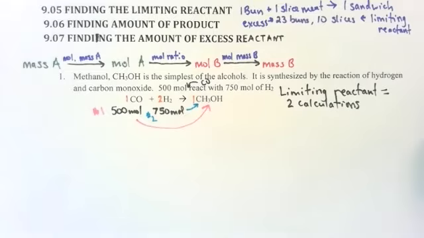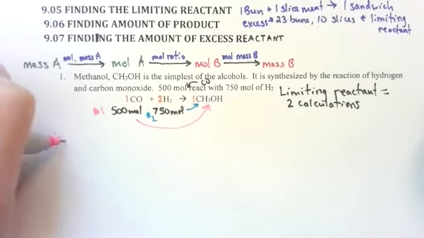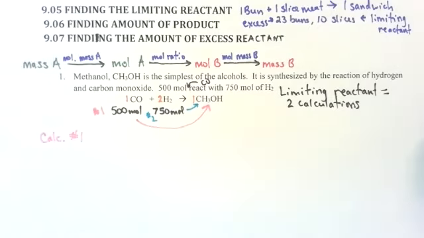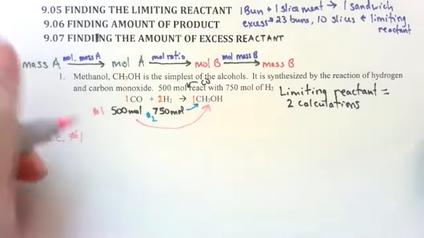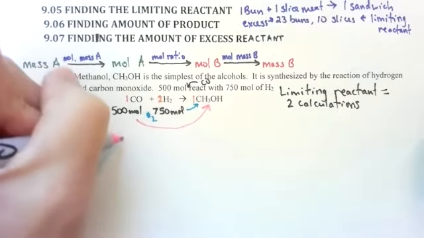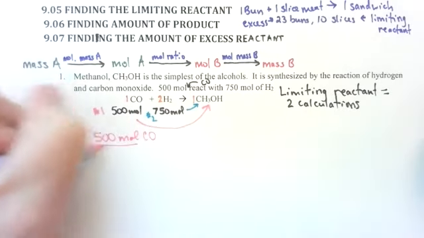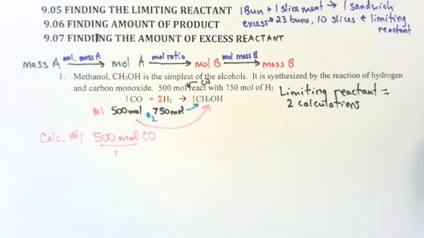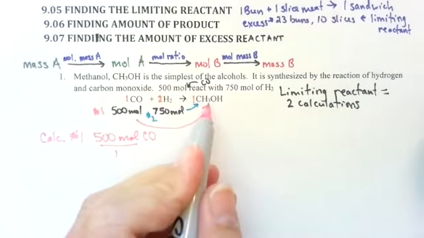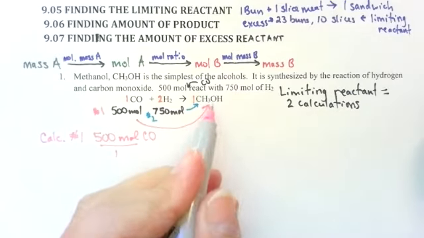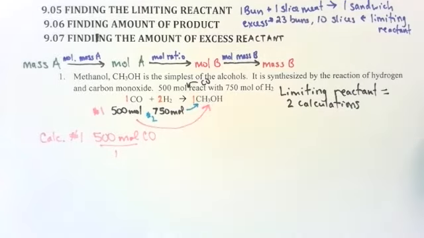So here's my, let's frame that up. In this case, I'm going to stick with my pink. So calculation number one. I'm going to start with 500 moles of carbon monoxide. I'm going to put that over 1. What am I solving for? I want to find out how much of this methanol I can make. So do I want it in moles or do I want it in grams? Moles will be faster. So let's just go to moles.